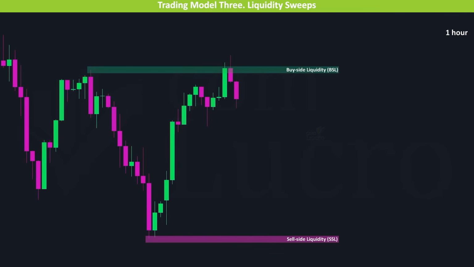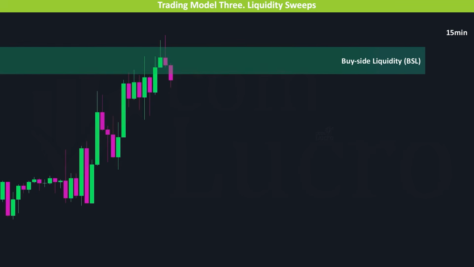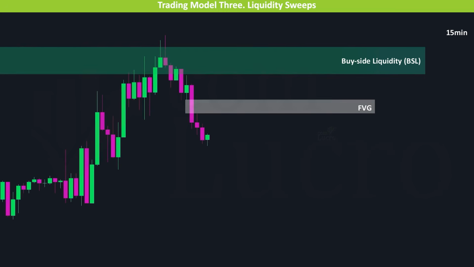After that, wait for price to move beyond one of these areas, and then quickly close back inside the range. This behavior represents a liquidity sweep or false breakout, where smart money has already collected orders and is likely positioning for a move in the opposite direction. From there, drop down to the lower time frame and identify fair value gaps that formed immediately after the sweep. These gaps highlight price imbalance and can be used as potential entry zones.